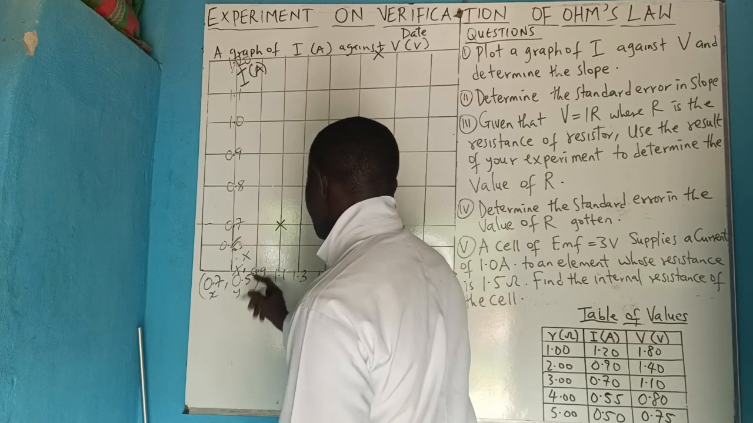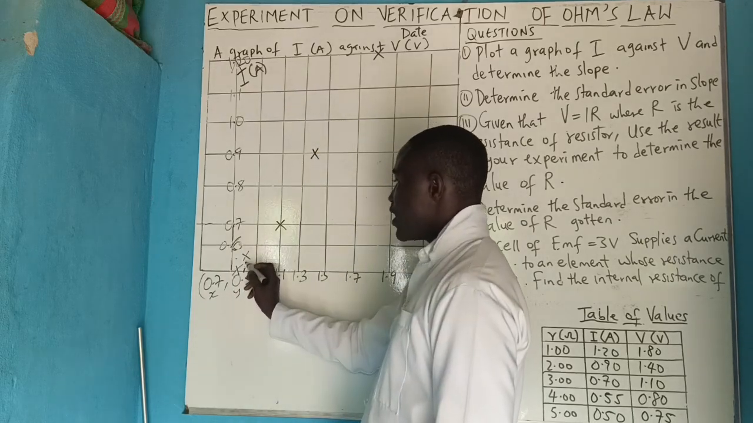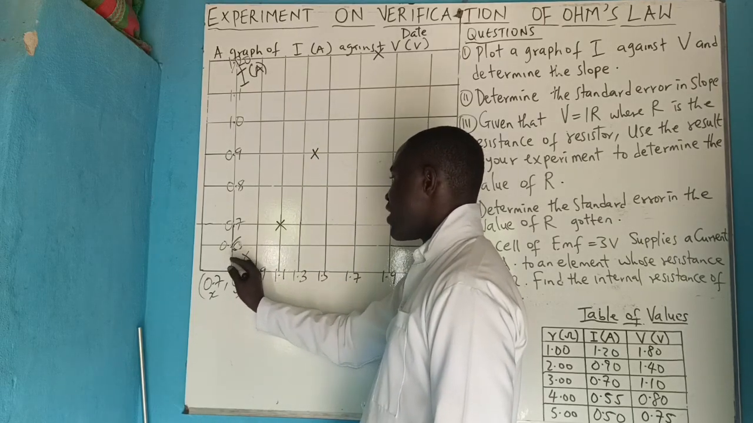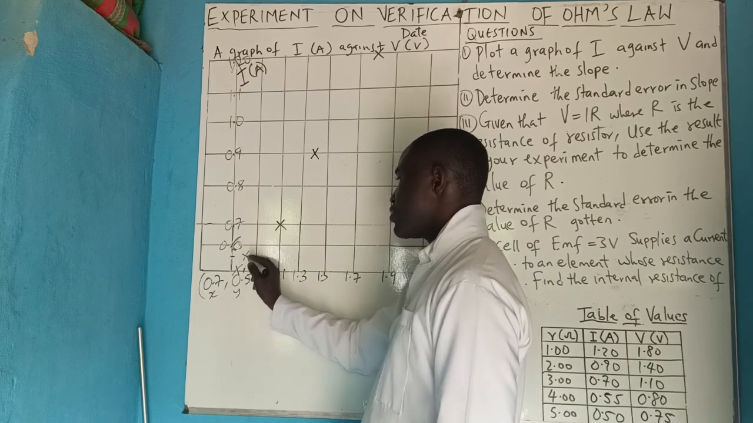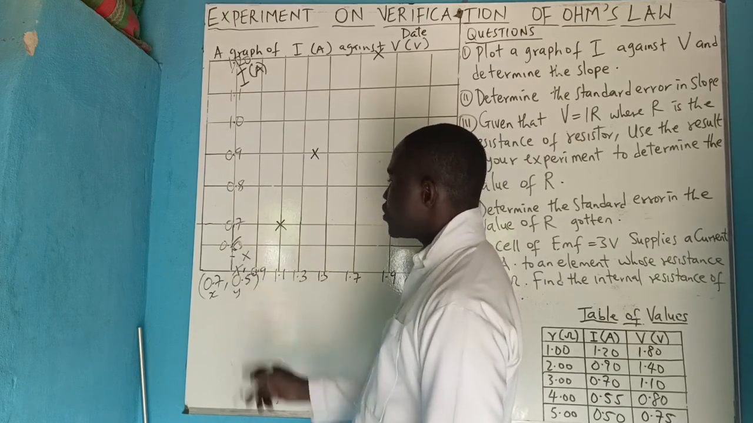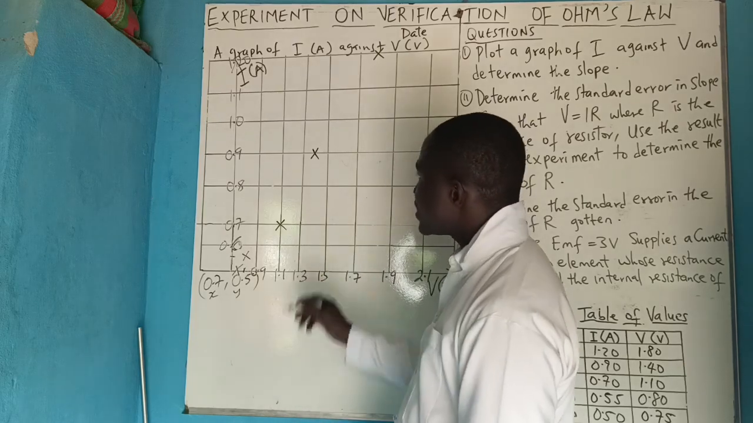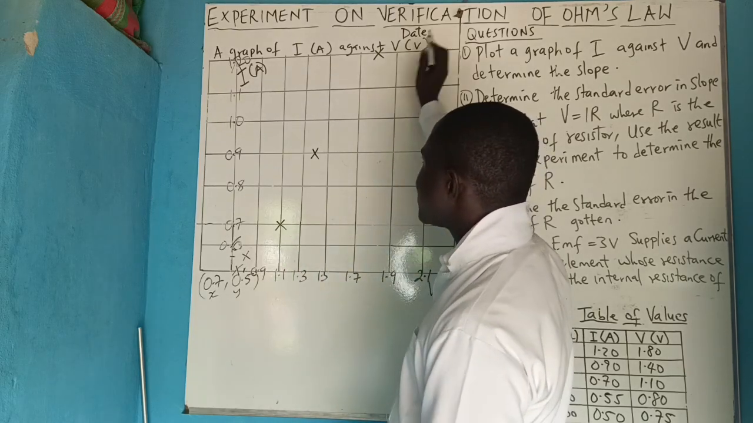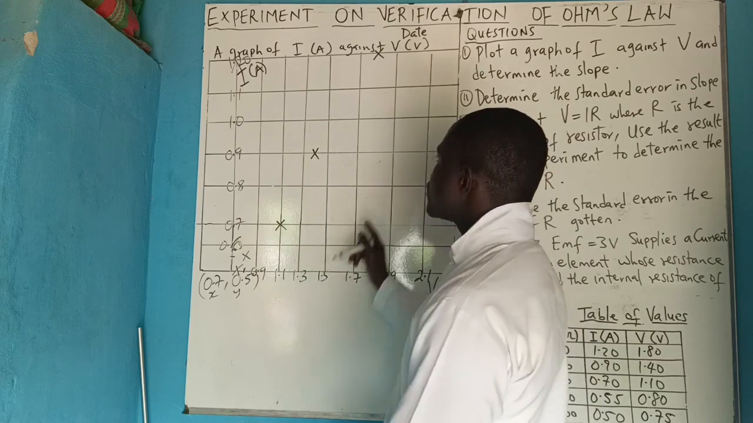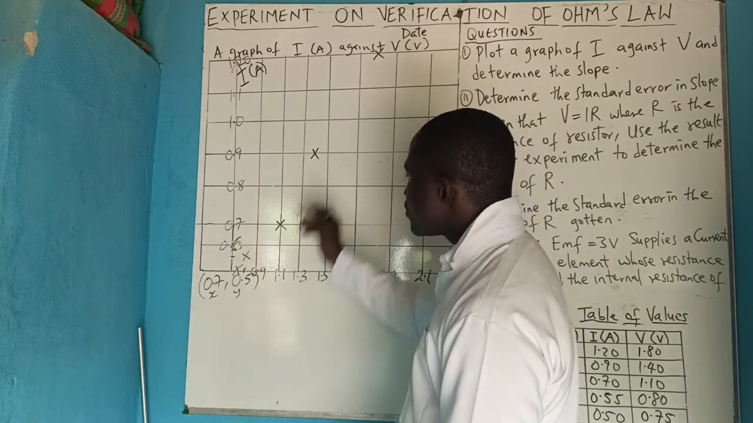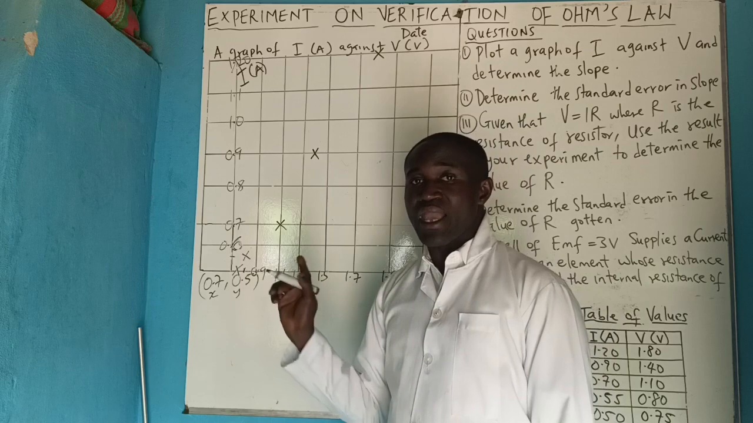Look at 0.8 and look at 0.55. They will intersect here, so we have located our point. You can see a direct relationship. Next is for us to put our line of best fit, so that we can get our slope.